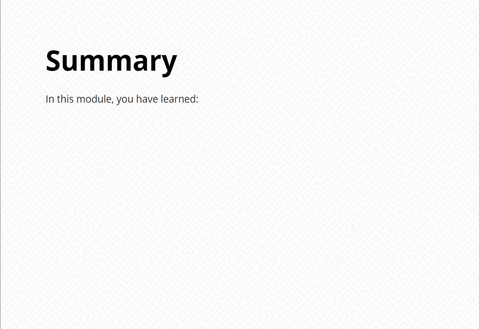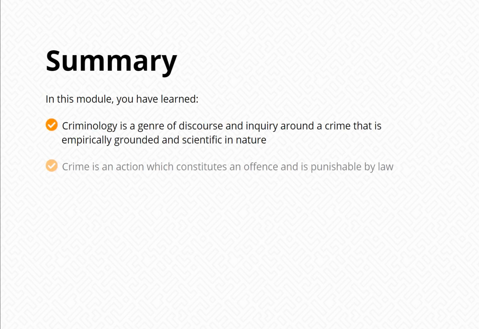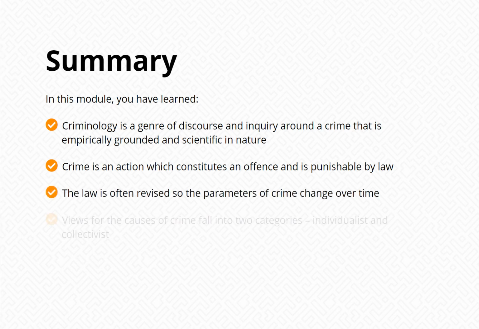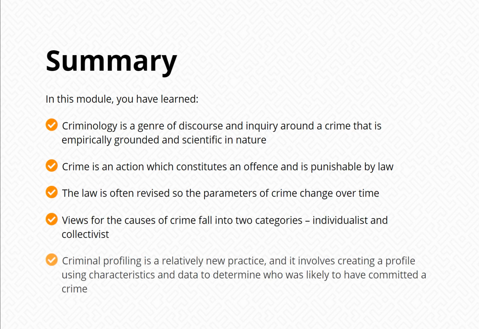Summary. In this module, you have learned: criminology is a genre of discourse and inquiry around a crime that is empirically grounded and scientific in nature. Crime is an action which constitutes an offense and is punishable by law. The law is often revised, so the parameters of crime change over time. Views for the causes of crime fall into two categories: individualist and collectivist. Criminal profiling is a relatively new practice, and it involves creating a profile using characteristics and data to determine who was likely to have committed a crime.